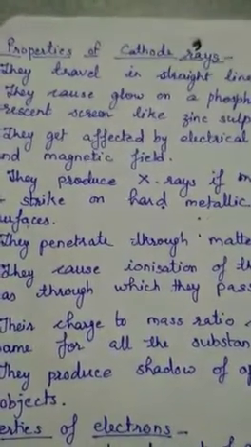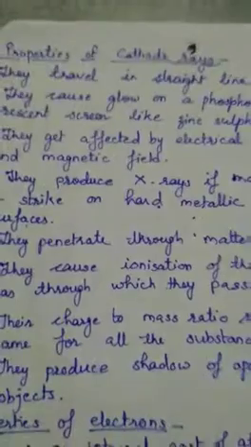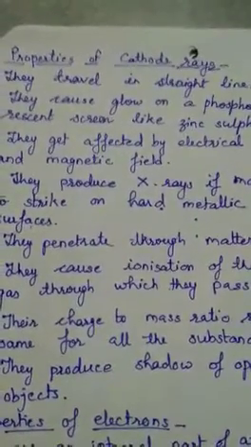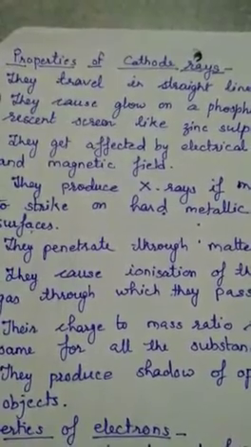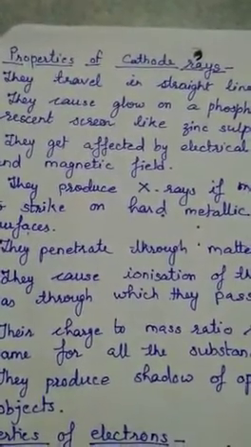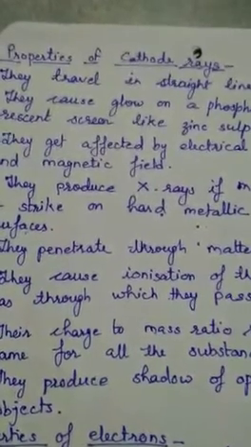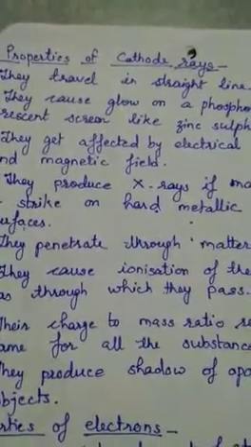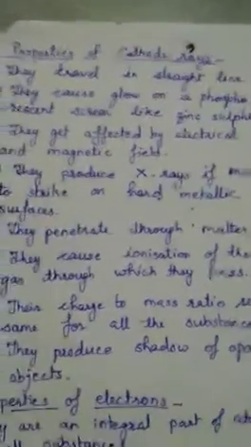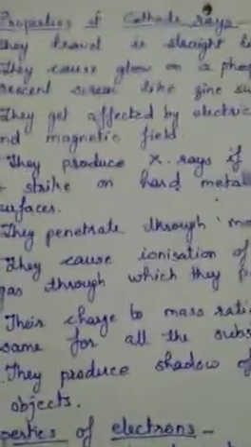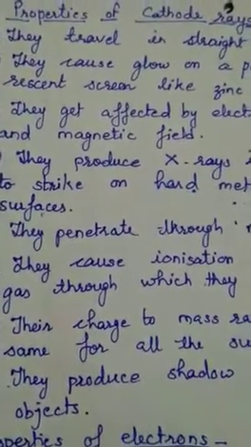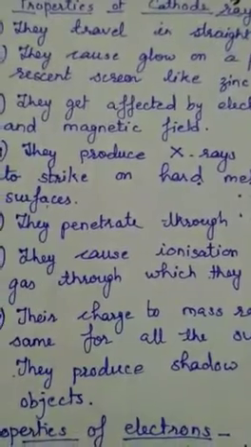Then they cause glow in a phosphorescent substance if it is put behind the anode. So it shows that the cathode rays travel in a straight line and they move towards the anode. If they strike the zinc sulfide screen, it produces a glow when the energy particles strike on it. Then we had also seen that they are negatively charged.